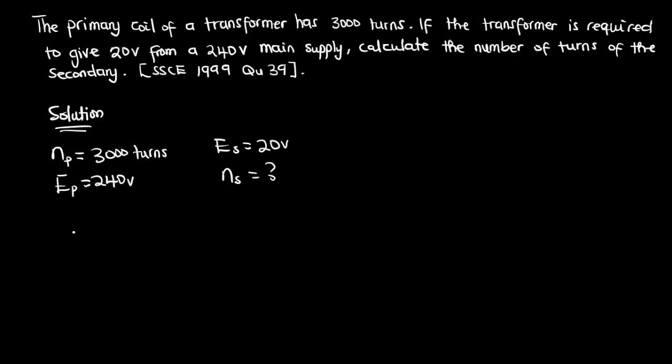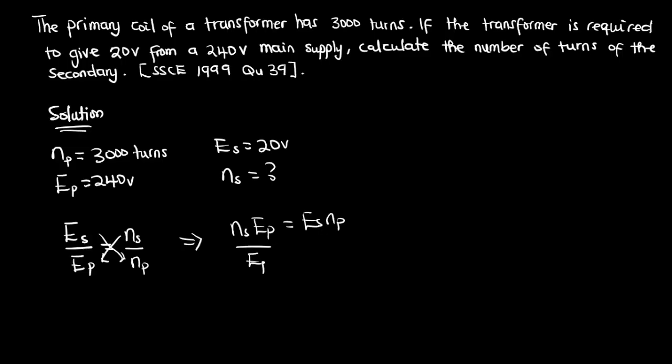So for this particular question, the ratio of the voltage in the secondary to that of the primary is equal to the number of turns in the secondary over the number of turns in the primary. This is the ratio that we have. Are we okay? So if we make NS the subject, first of all, we'll cross multiply. So this will give me NS EP is equal to ES NP, right? So I divide both sides by EP. So this will cancel this.